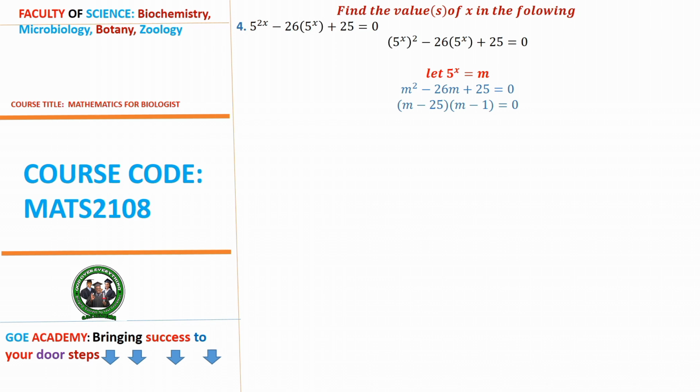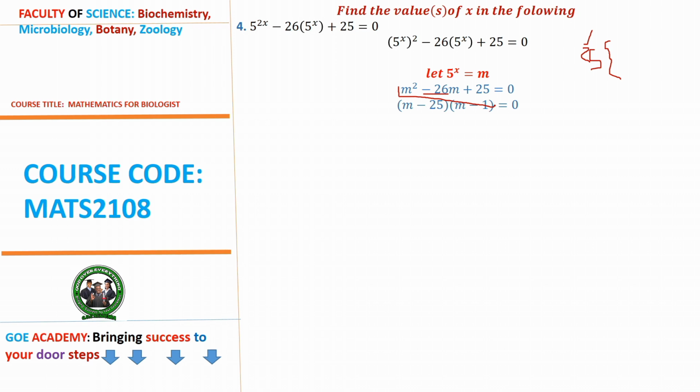So the first thing to solve a quadratic equation is for me to identify my AC. My value of A is 1, my value of C is 25. So AC is 1 times 25, my value of AC is 25. So I just need to look for the factors of 25 that when I multiply, should give me the value of AC, which is 25, and when I add, should give me the value of B. The value of B is simply what? Negative 26.